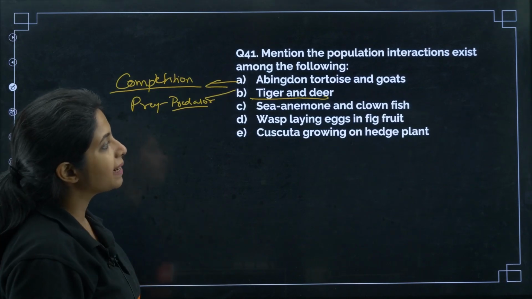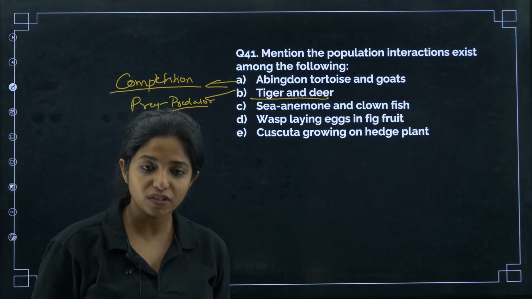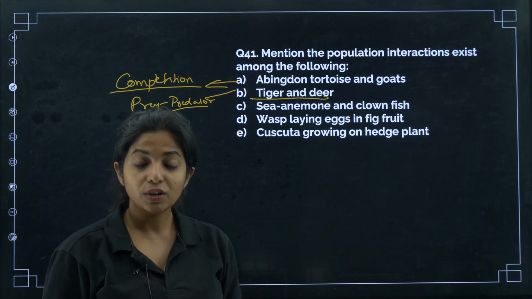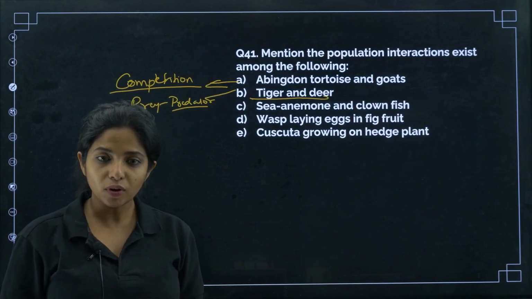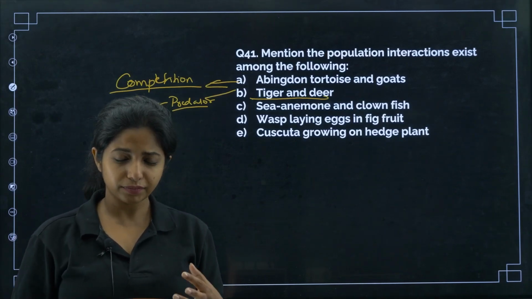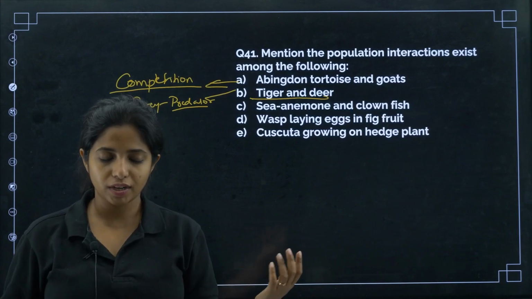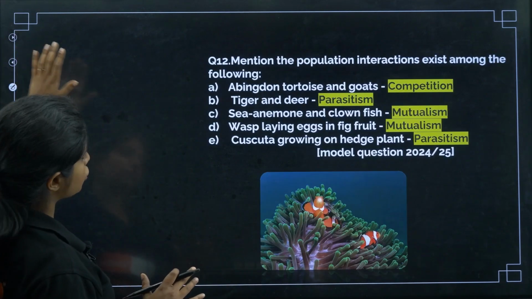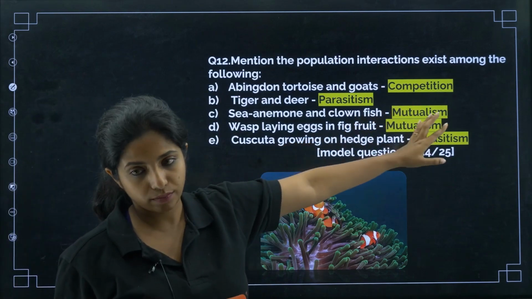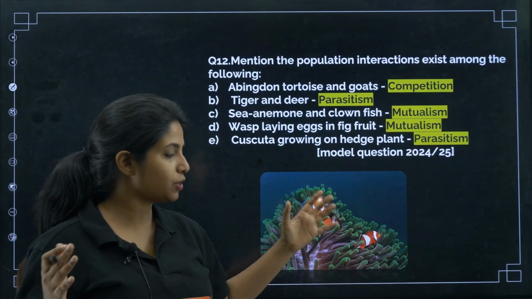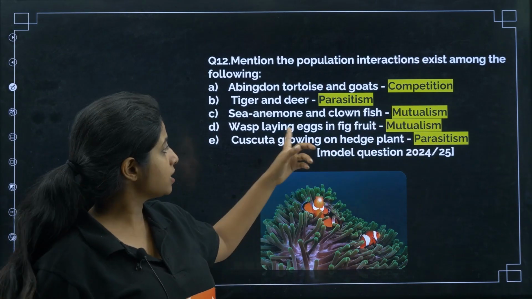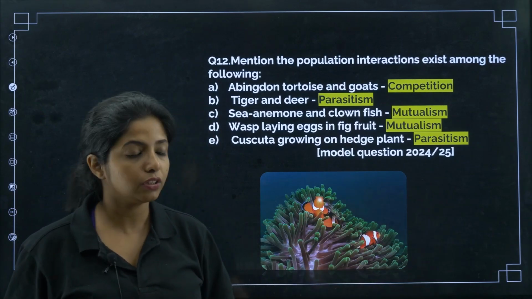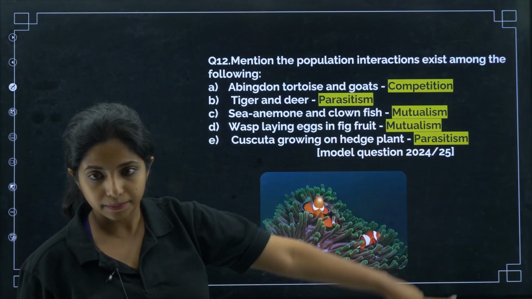Now sea anemone and clownfish, they have a very cute relation. Have you seen sea anemone or clownfish? You know, Finding Nemo? In that, the Nemo fish which is there, that is the clownfish. Sea anemone and clownfish basically have a really good relation which is known as mutualism. They kind of help each other. Okay. Now wasp laying egg in the fig fruit, my dear children, they again show mutualism.